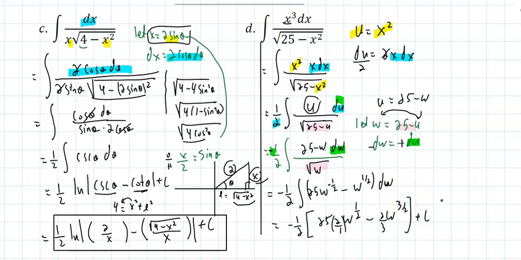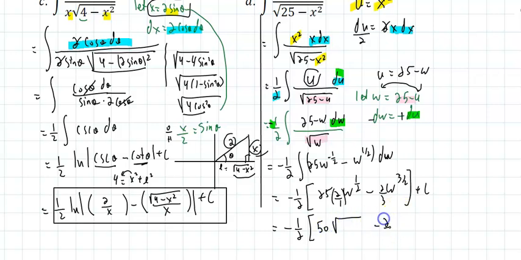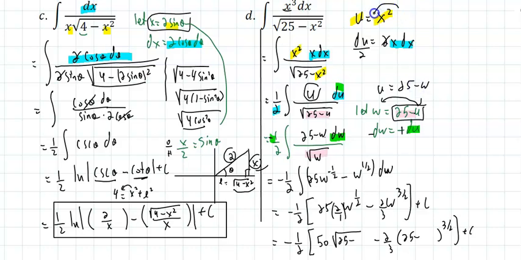Now all I have to do is substitute w back, and I know what w equals. W equals 25 minus u. So that is 25 minus u. But I know what u equals. U was x squared. And that would be my final answer.